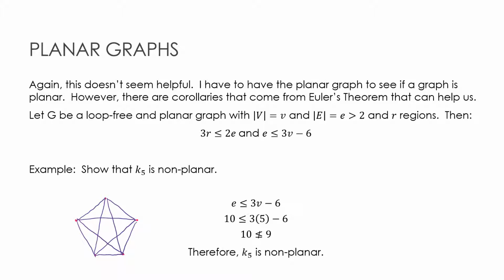However, there are some corollaries that come from Euler's theorem that can help us. So if we're looking at a planar graph, again, V is the number of vertices, E is the number of edges, and we have at least 2 edges, and we have R regions. We can also say that these 2 inequalities are true. That 3 times the number of regions is less than or equal to 2 times the number of edges, and again, one that doesn't use regions and just uses the edges and the vertices says that the number of edges has to be less than or equal to 3 times the number of vertices minus 6.